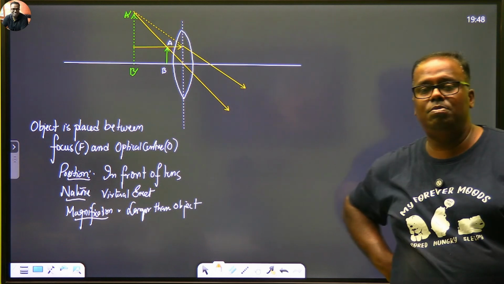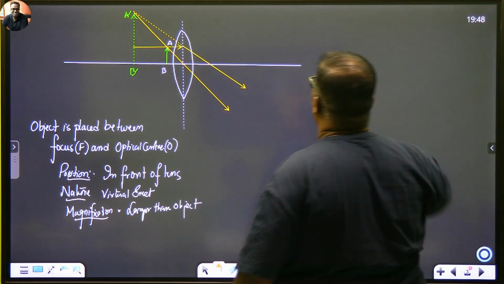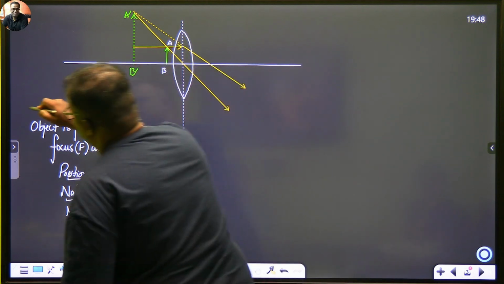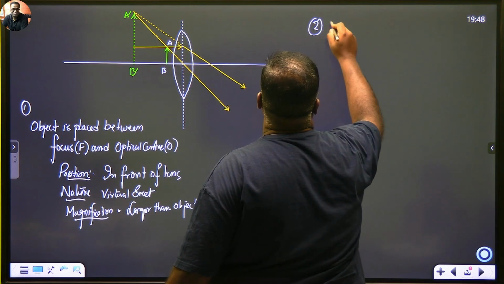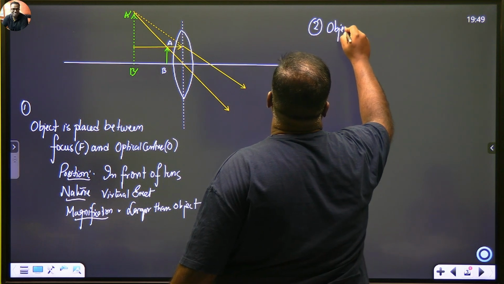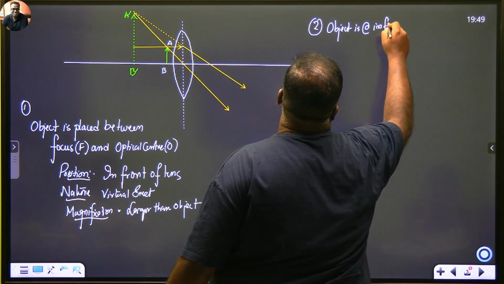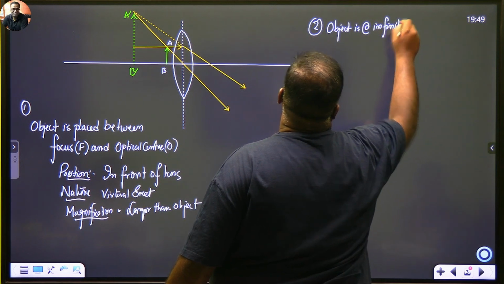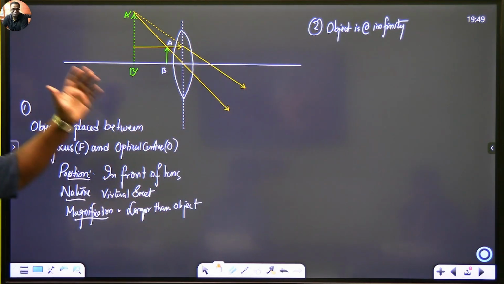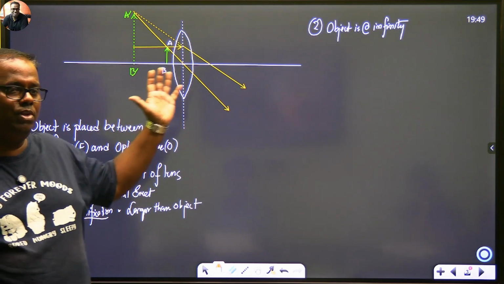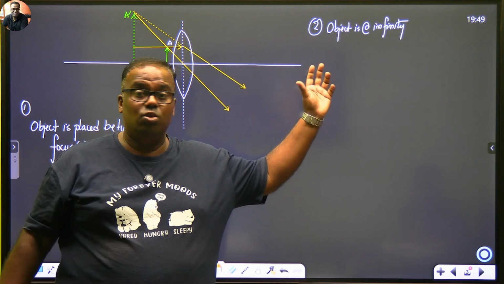Now, do you remember that when we had drawn, we have already covered one image, this is case number 1. We already covered one more case. We say the object is at infinity. If you remember, we have covered it. How did we define the principal focus? We took a parallel beam of rays which were traveling from infinity, and where did they converge? They converged at the focus.